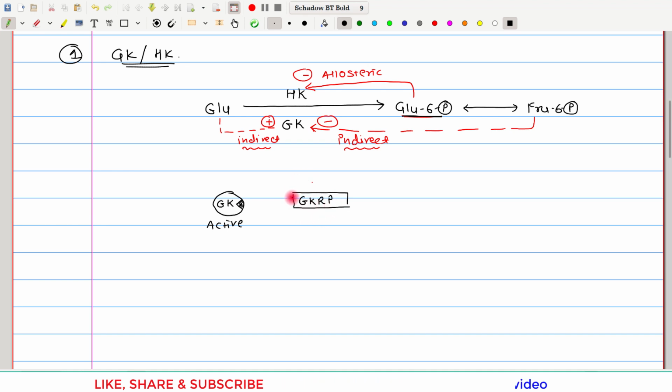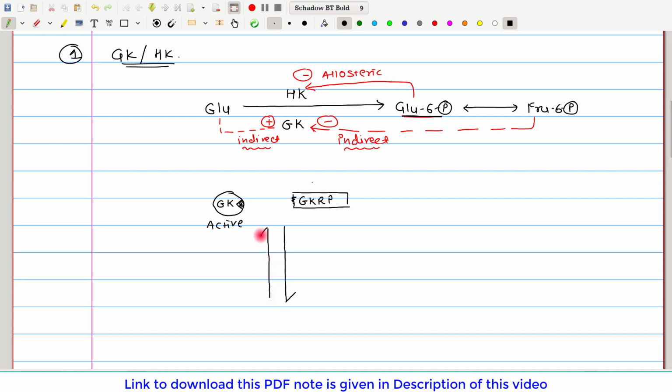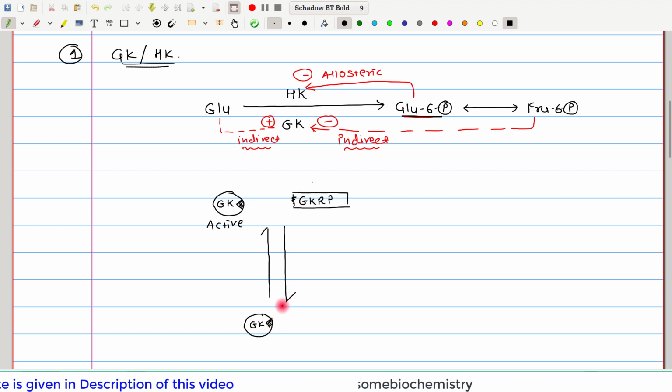Now GKRP has a binding site over here which can bind with the active site of glucokinase. So both can undergo reversible binding. This is the reversible binding of glucokinase and GKRP. This is the associated product, that is glucokinase, its active site is over here. This is the binding site of GKRP, and this GKRP is bound over here.